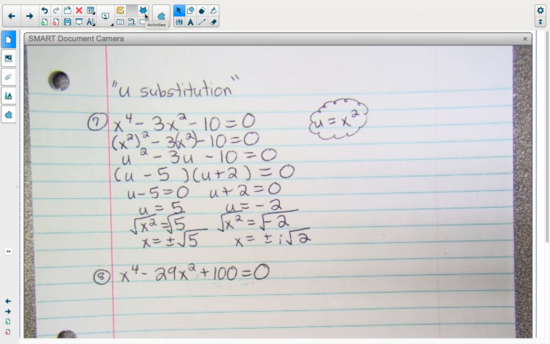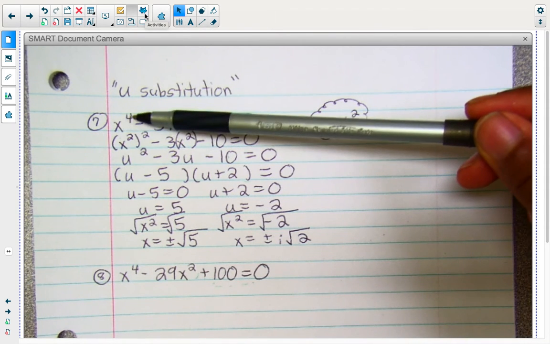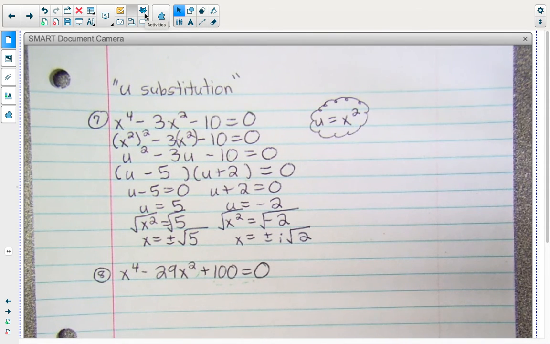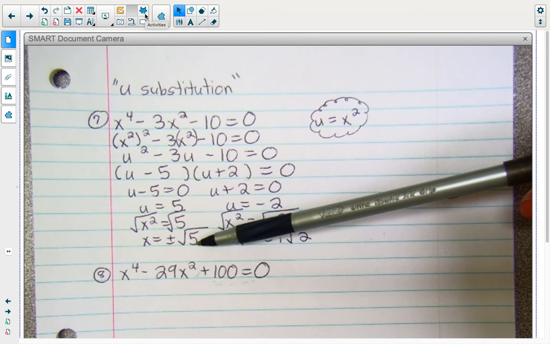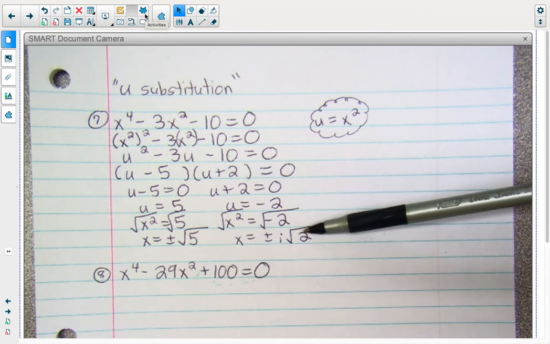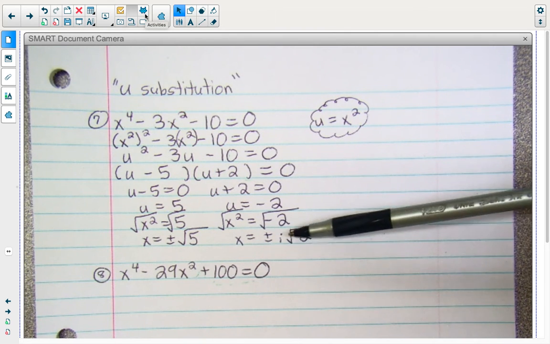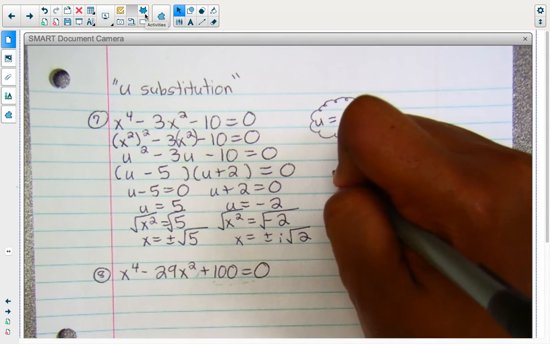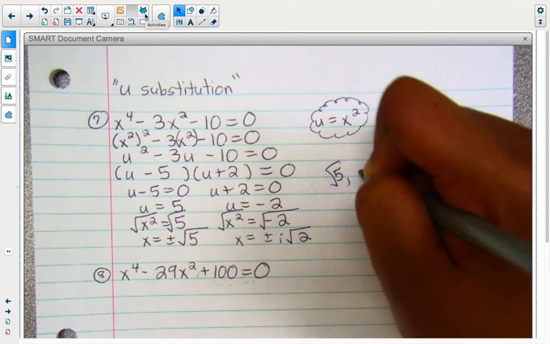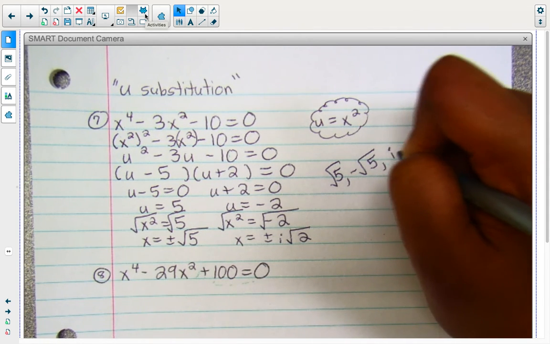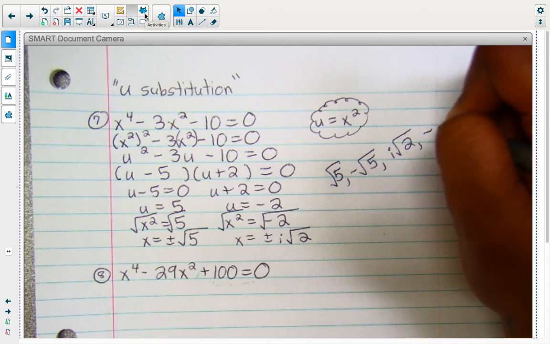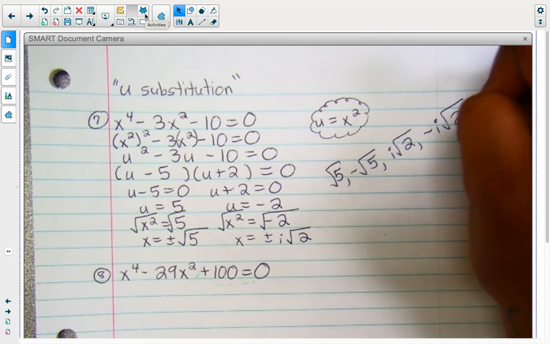Now we have all 4 answers that we're looking for. My highest exponent is 4, so we're looking for 4 answers. So my 4 answers are positive square root of 5, negative square root of 5, positive i square root of 2, and negative i square root of 2. So my 4 answers are this, this one, and this one.